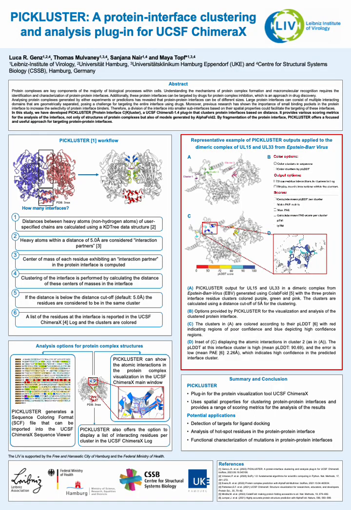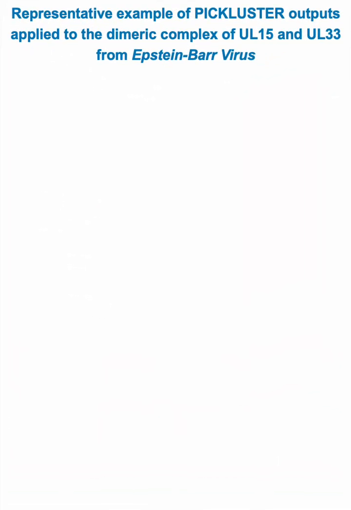PICKLUSTER is implemented to not only work on protein complex structures that are obtained by using experimental methods like X-ray crystallography or cryo-EM, it is also implemented to work on models generated by AlphaFold. For these models, PICKLUSTER offers different analysis options than for the structures. I would like to show the mentioned options and PICKLUSTER outputs for the example of the dimeric complex of UL15 and UL33 from Epstein-Barr virus.